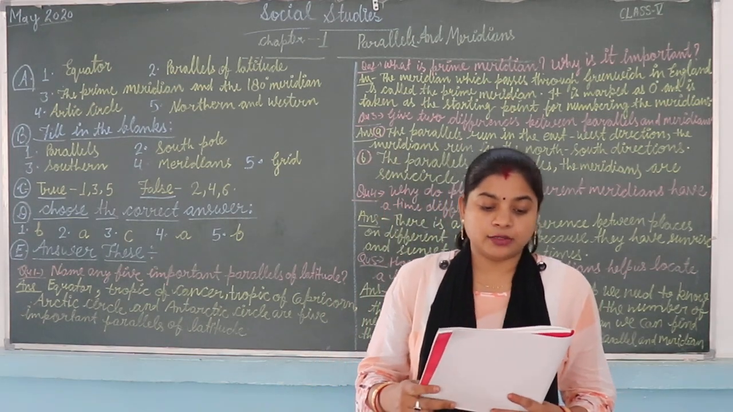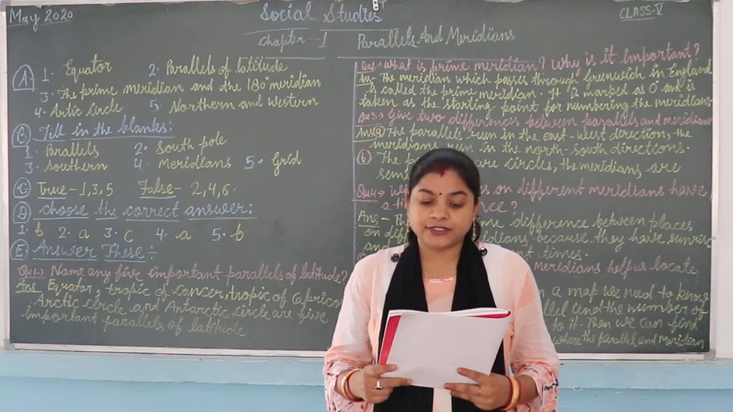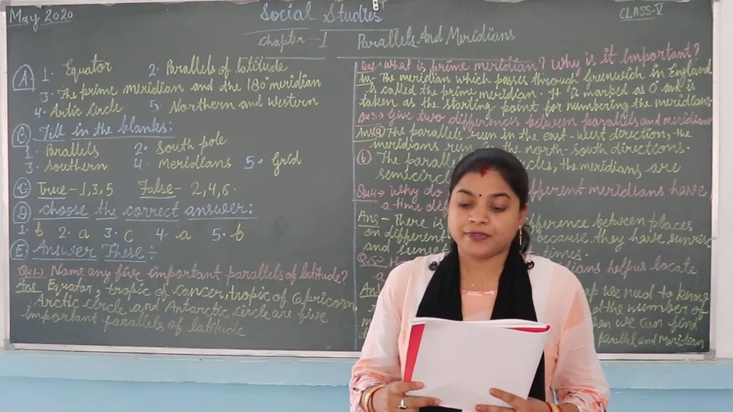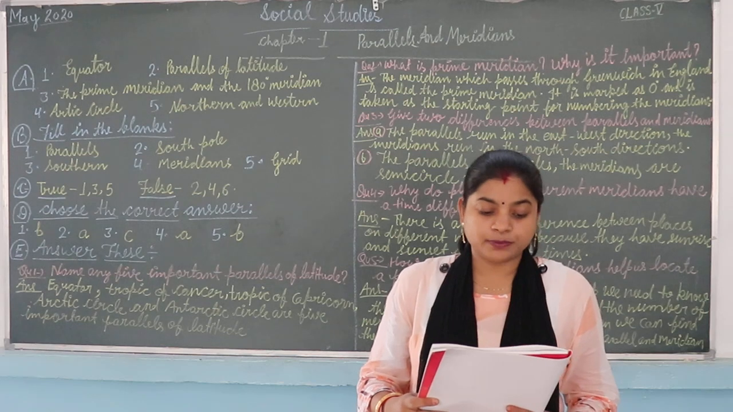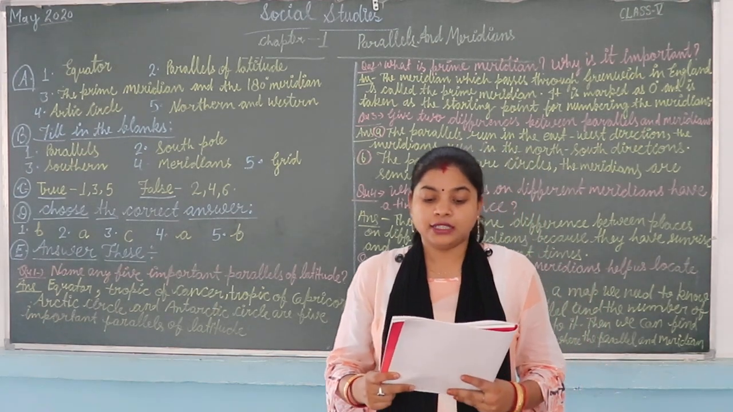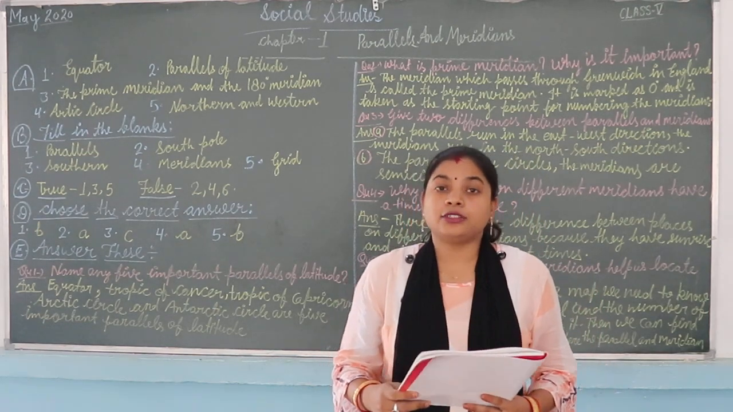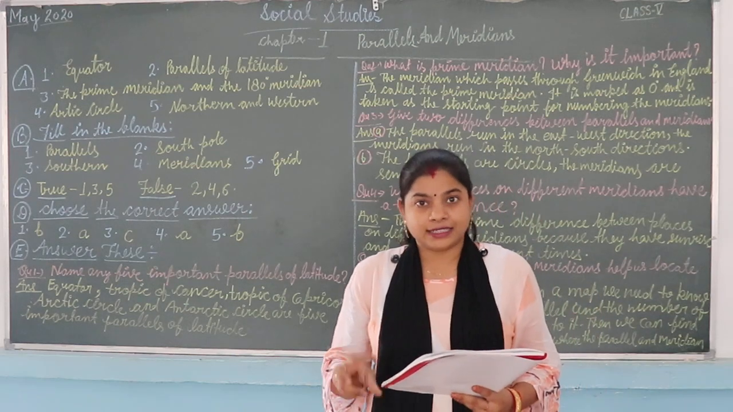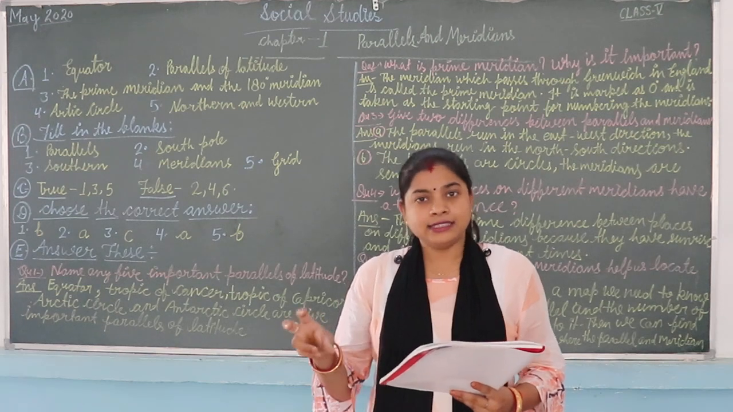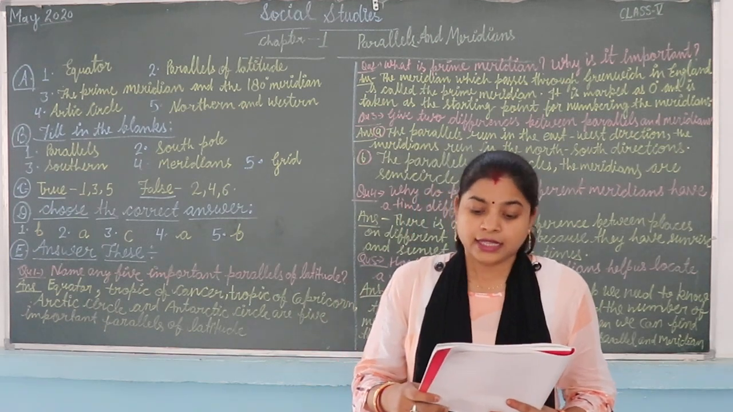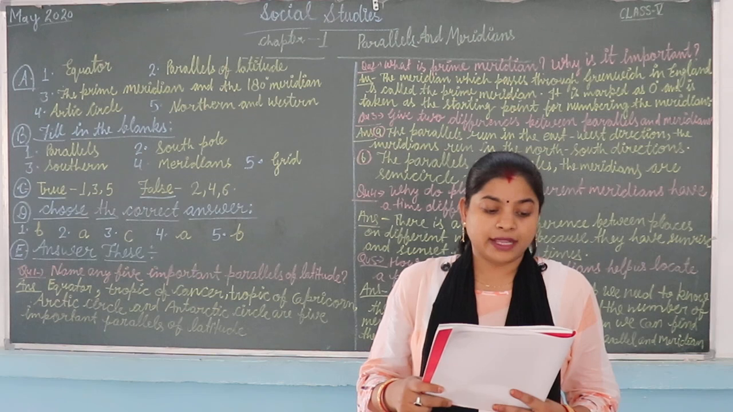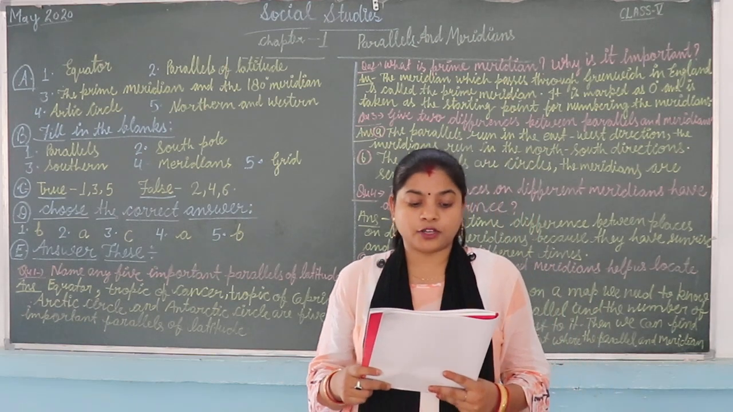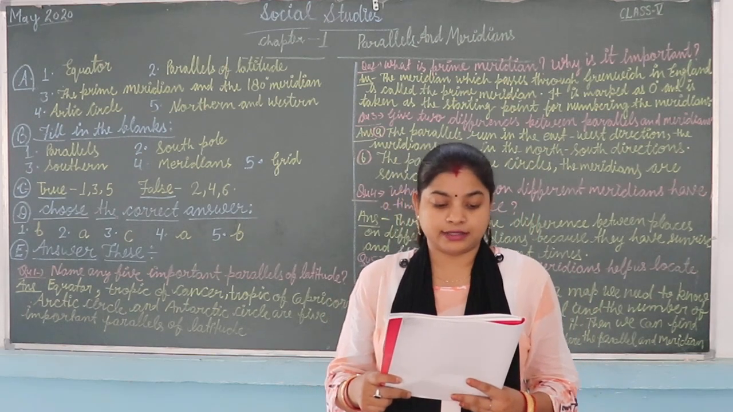We can find the location of other places with respect to the fixed point. The North Pole and the South Pole are two known fixed points on the Earth's surface. The two poles are here on our Earth, that is North Pole and South Pole. They are useful in forming a system for finding other places on the Earth.